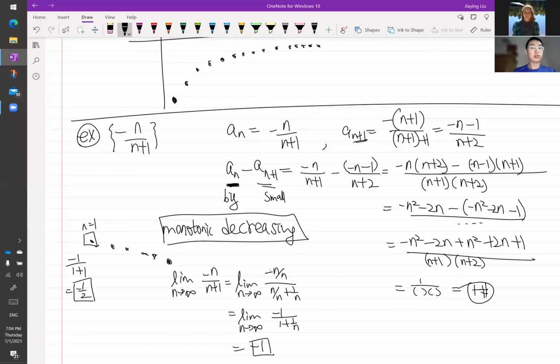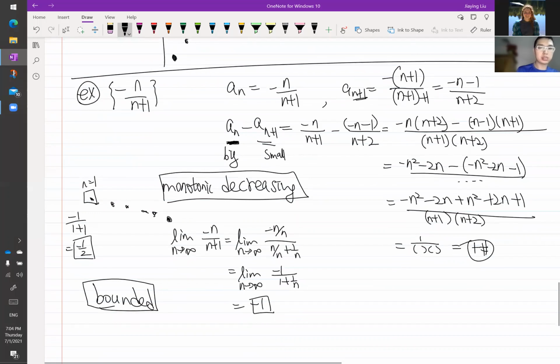Right? So this sequence is bounded, because you can figure out the lower bound being a number and the upper bound being another number. So this is bounded. And it's monotonic and bounded, therefore it's convergent.